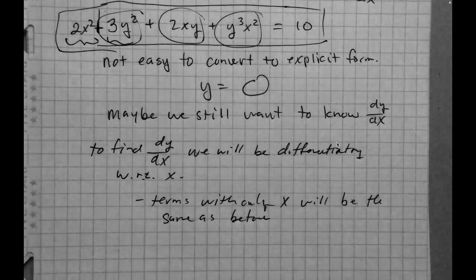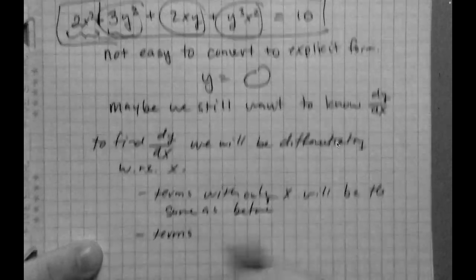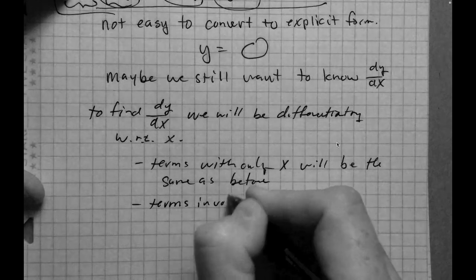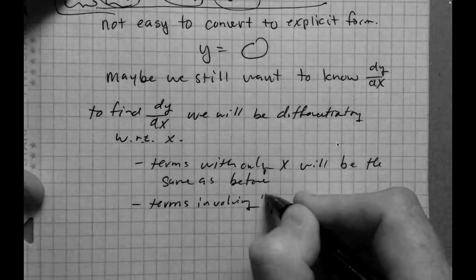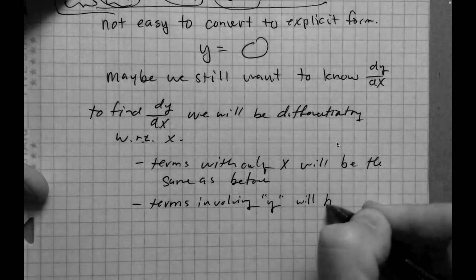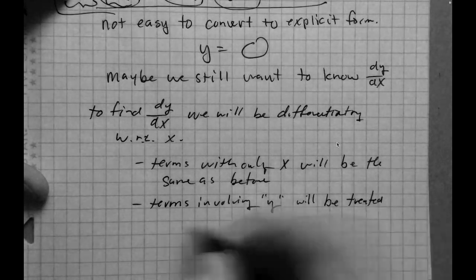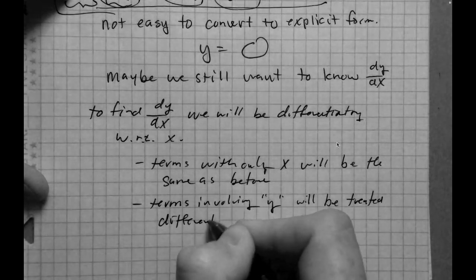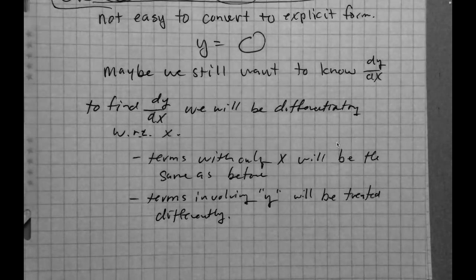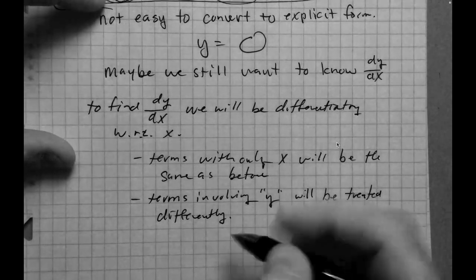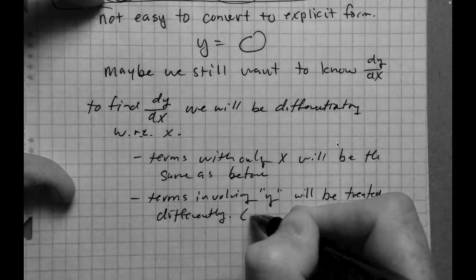Okay. All right. But any term that involves the variable y will have to be treated differently. Now, they'll be treated differently, but there's a straightforward mechanism for it, right? So basically what we'll be doing is using the chain rule.